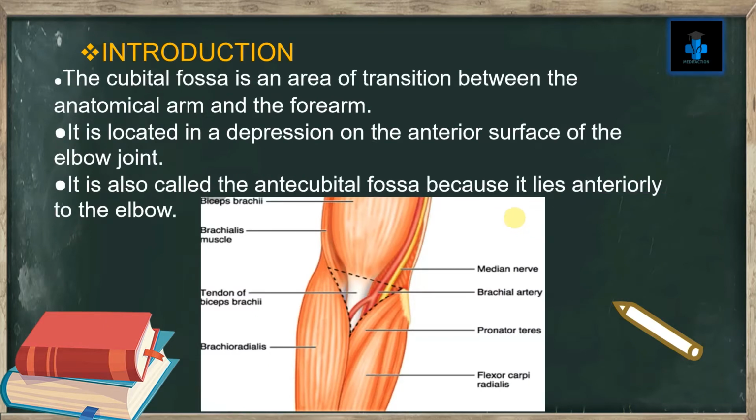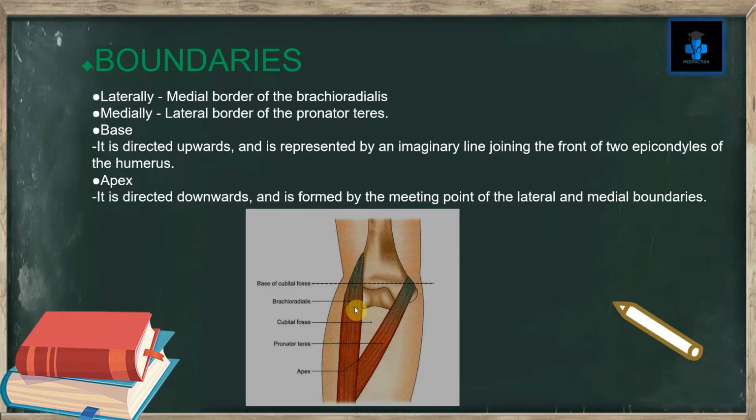The cubital fossa is an area of transition between the anatomical arm, this is the arm, and the forearm, right here. So it is located in a depression on the anterior surface of the elbow joint. It is also called the antecubital fossa because it lies in anterior of the elbow. So let's learn more about it.